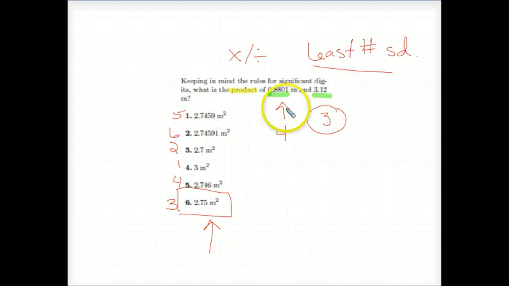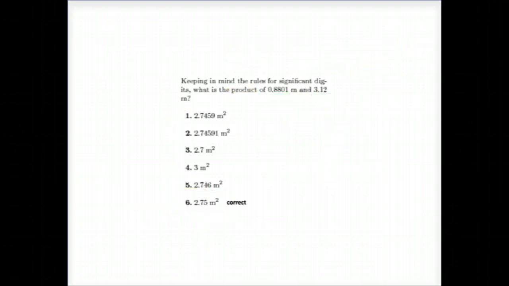And again, we don't really care about what the answer is. These are all the same thing. What we cared about was how many significant digits I got to keep in my answer. Well, let's make sure we were right. Sure enough, that's it. That's all there is to it.